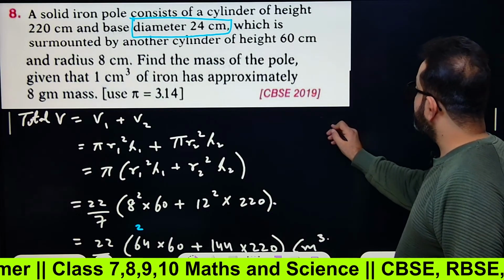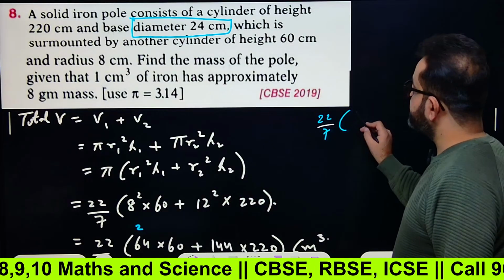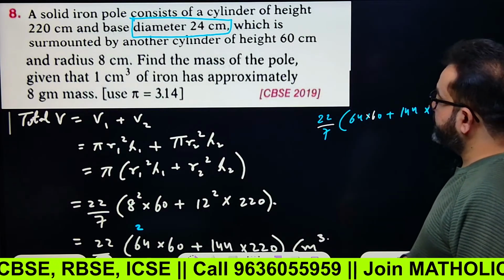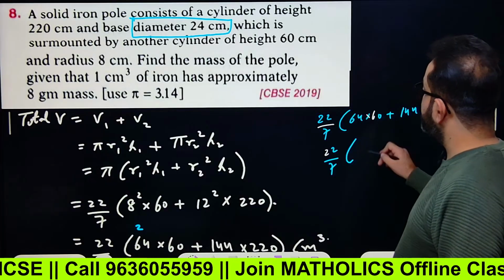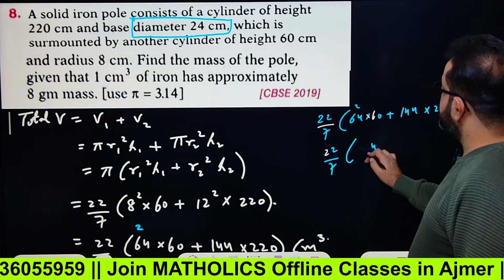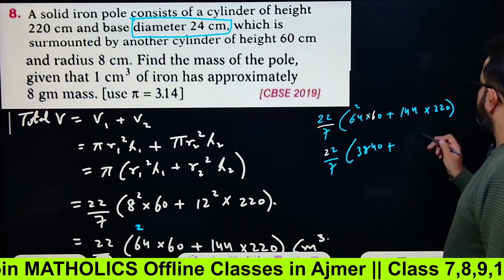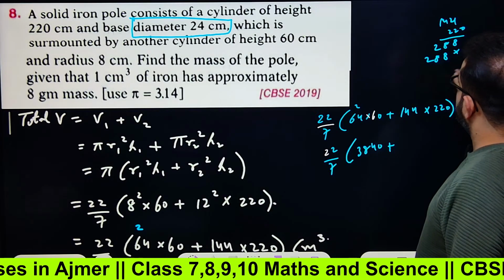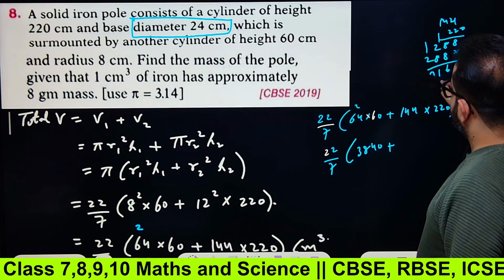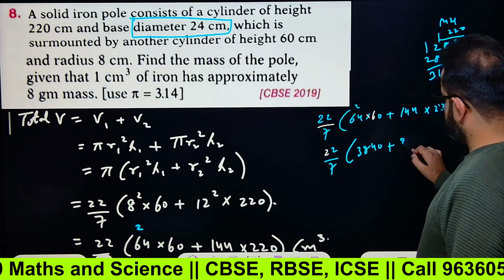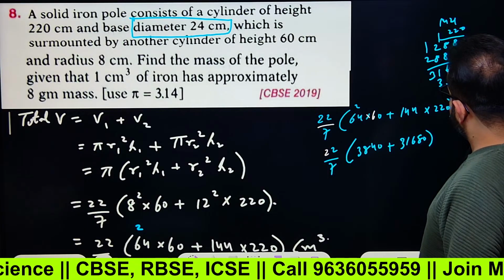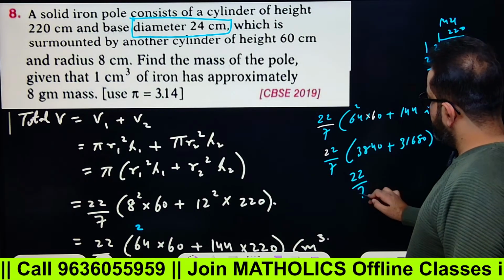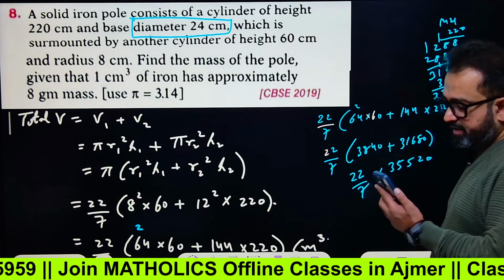So V1 plus V2, with pi that is 22 by 7. Inside the bracket, 8 square into 60, that means 64 into 60, plus 12 square means 144 into 220. This way you have to take the values, right? So it is 22 by 7 bracket. What is 64 into 60? Tell me. 6 4s are 24, 6 6s are 36, so 3840, plus 144 into 220, which is 31680. Add 3840 to it, that gives 35520. So 22 by 7 into 35520. This is the final calculation.